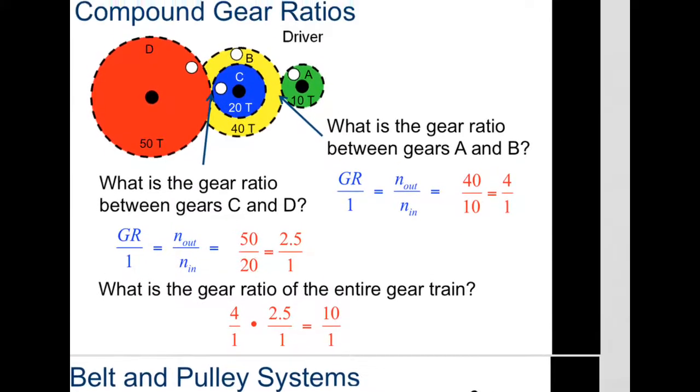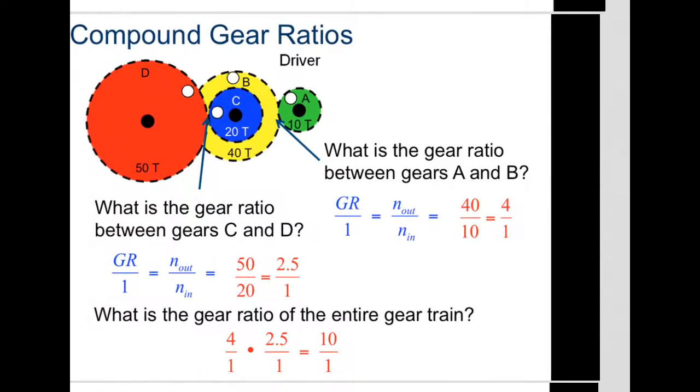And then what is the gear ratio between gears C and D? Well, C and D, that's blue and red here. A is attached to B, B is attached to C with the same drive shaft, and then C is meshed with D. So what is between C and D? That'd be 50 divided by 20, right?